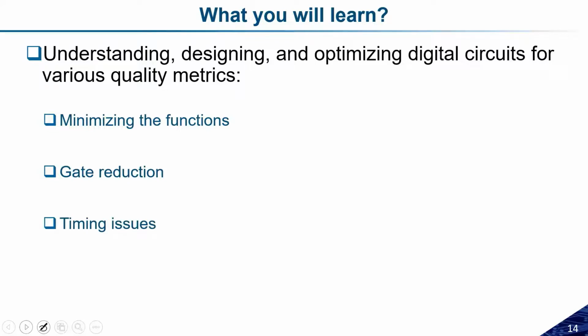Then one very important thing: delay is an important parameter. Whatever logic function we are designing, whatever gates we have implemented, all those gates have certain delays. So how can we optimize the delay so that the performance of the complete system is very fast, or the delay is as small as possible? The time constraint must be taken care of, especially if I am designing any digital system. So you will be able to understand how we can optimize the timing issues so that the performance will be better for any digital system.